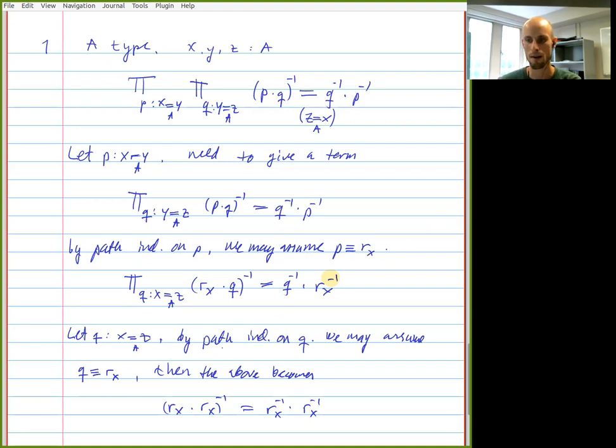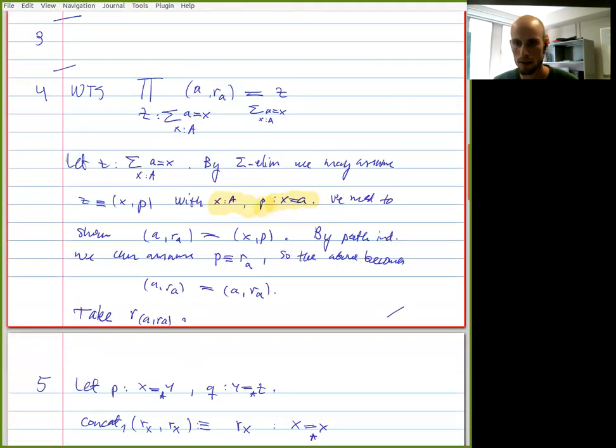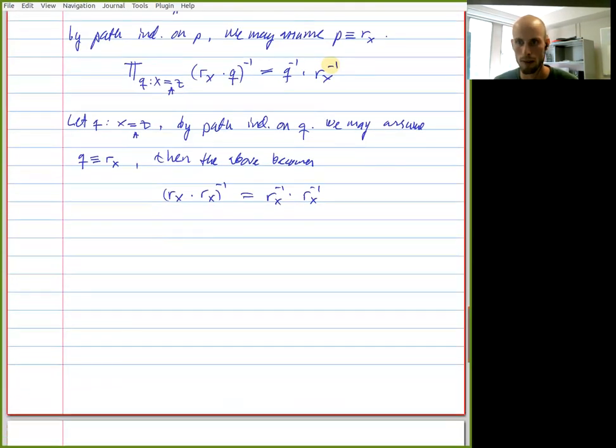So now we've inducted on Q, and the goal became what I've written here. And I'm gonna move a tiny bit. So the goal becomes what I've written out here, but this just computes. If you compose two reflexivity paths, this becomes reflexivity and then inverse, but it just computes to reflexivity.